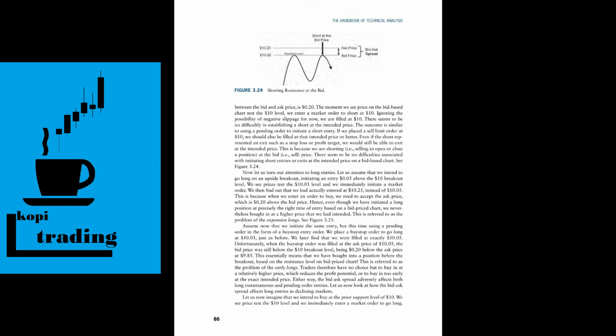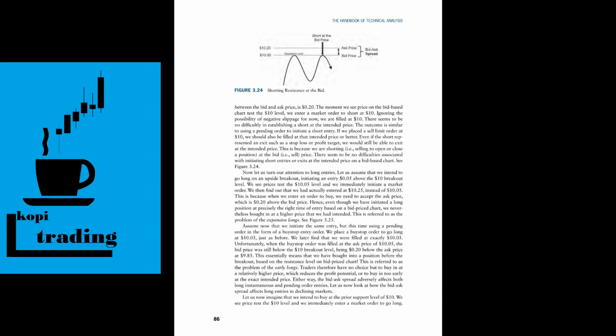If we placed a sell limit order at $10, we should also be filled at that intended price or better. Even if the short represented an exit such as a stop loss or profit target, we would still be able to exit at the intended price. This is because we are shorting, that is, selling to open or close a position at the bid, the sell price. There seem to be no difficulties associated with initiating short entries or exits at the intended price on a bid-based chart. See figure 3.24. Now let us turn our attention to long entries.